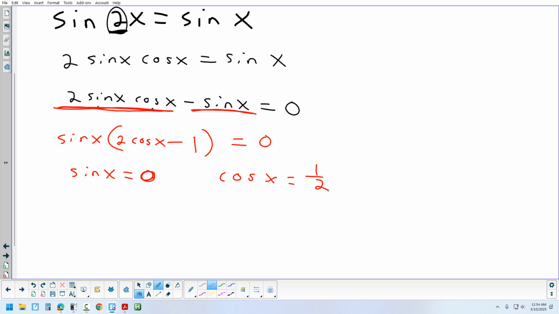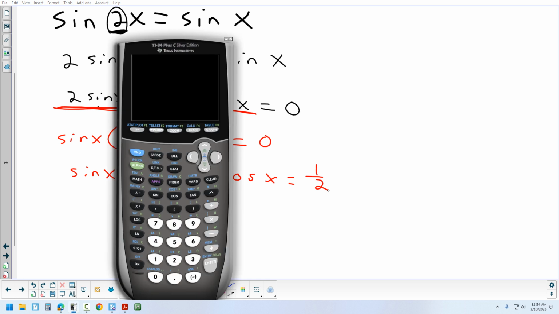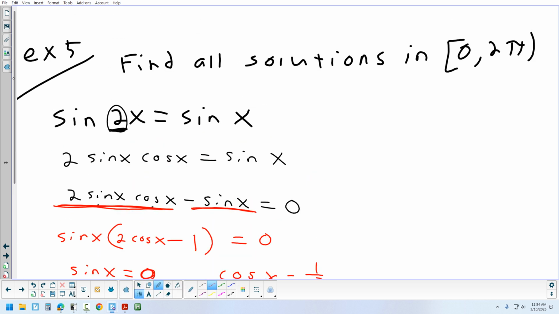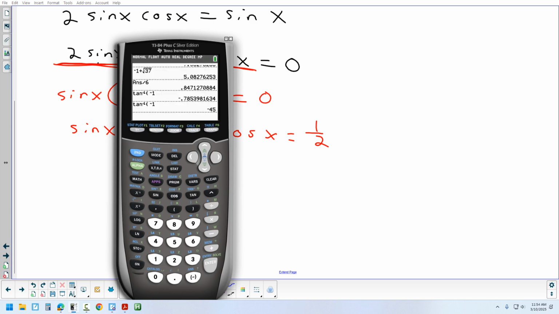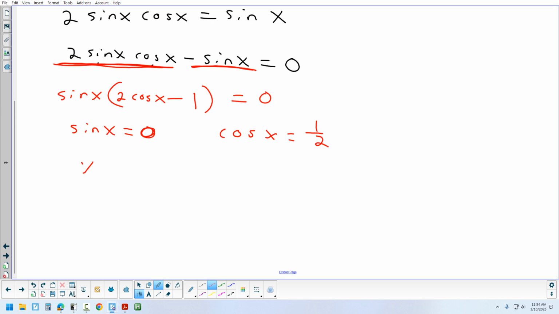Is 1/2 a number that comes up with the unit circle? Yes. So we're definitely going to get nice answers, which means we want to do everything in degrees first. Even though I know they want answers in radians, that's fine. Do it in degrees. Inverse sine of 0, well, that's just 0. And that's on an axis. There is no referencing. Okay, so you're done.